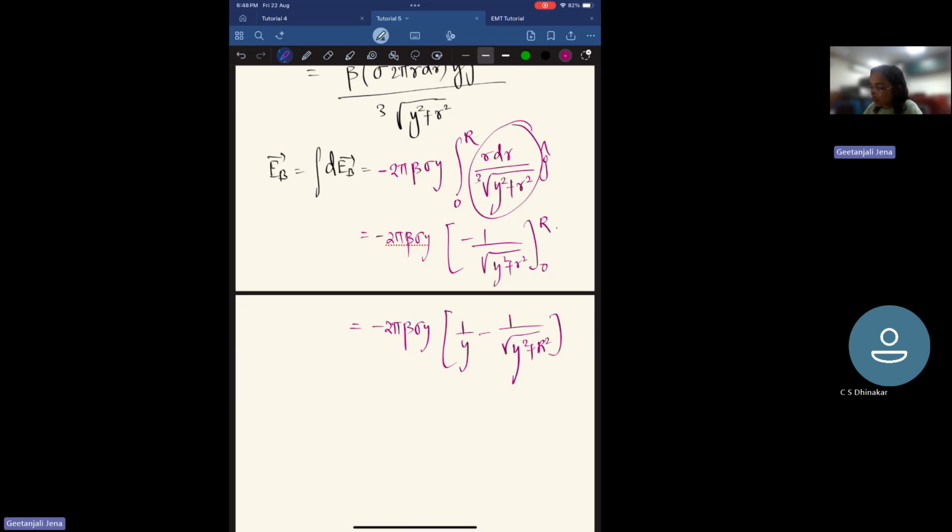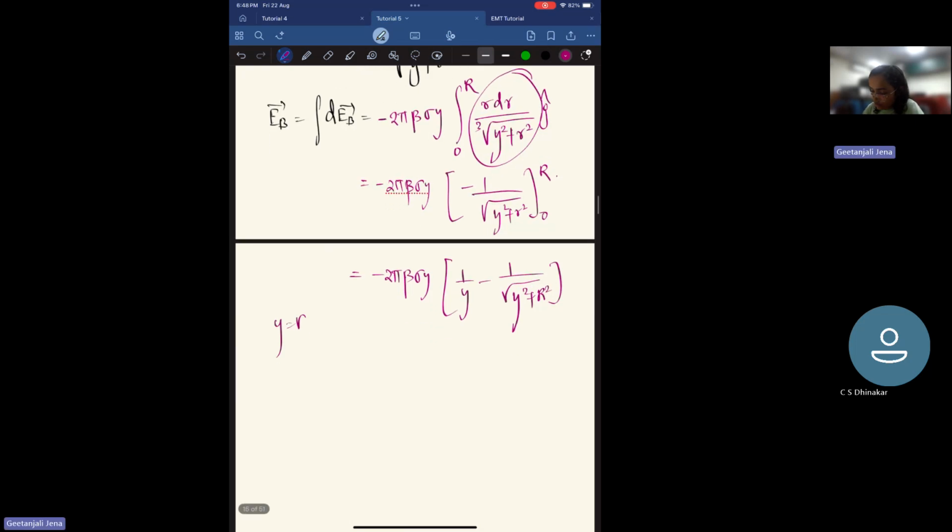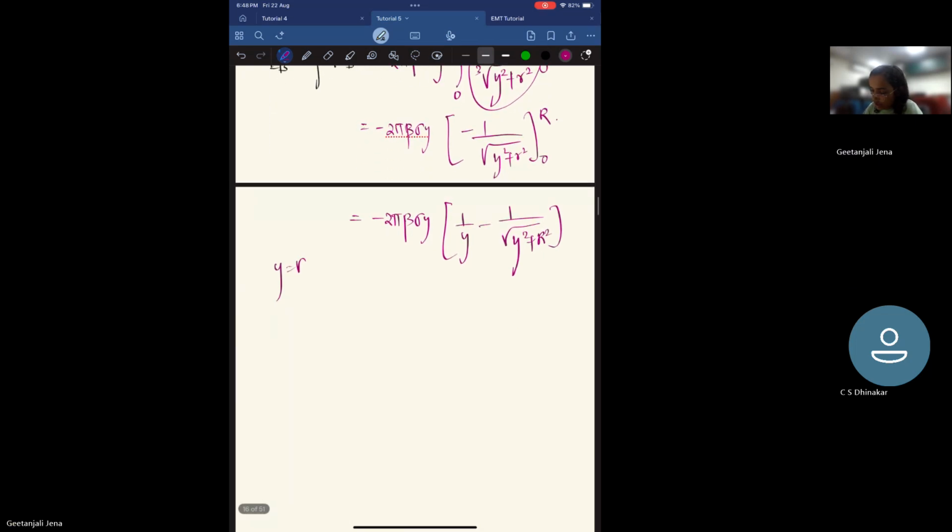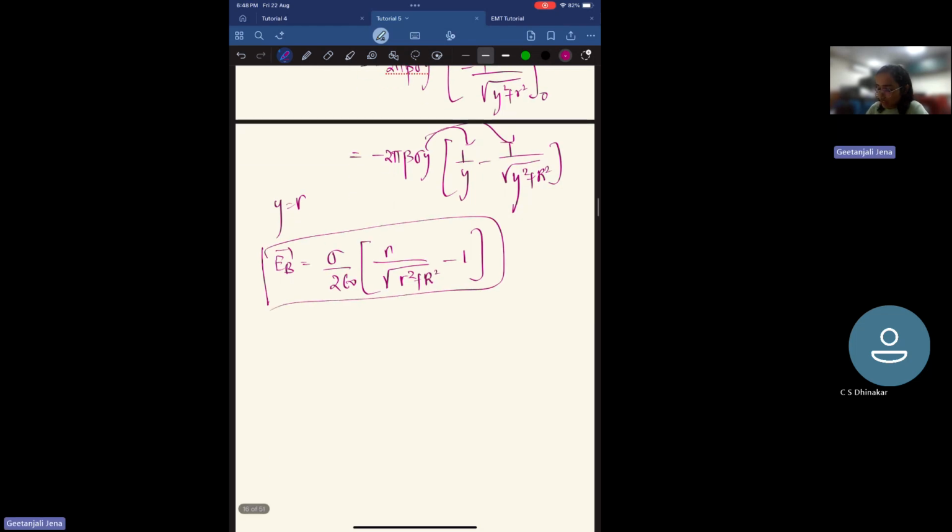Y is nothing but the distance given, it is r. So EB now is sigma by 2 epsilon naught, R by square root R square plus R square, minus R. So I have taken Y inside and calculated the total. So we know EB now.